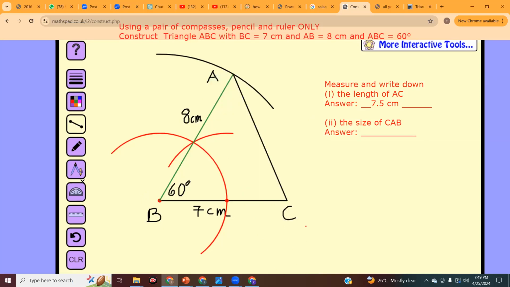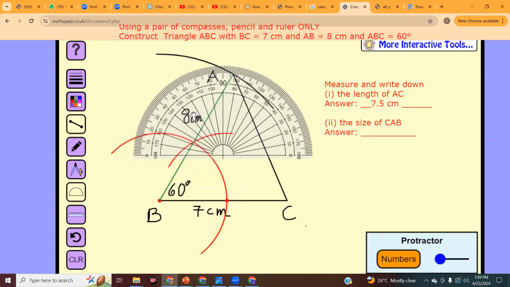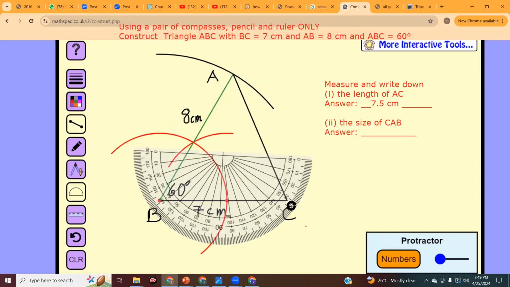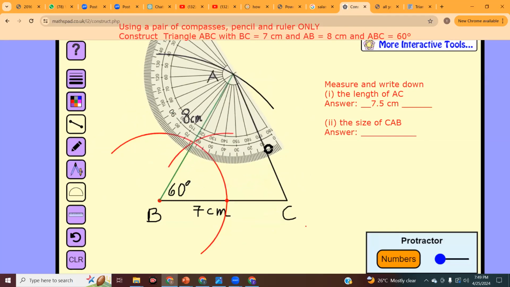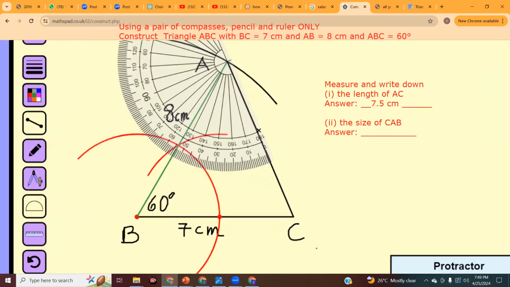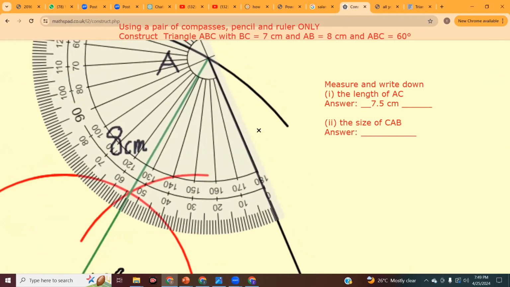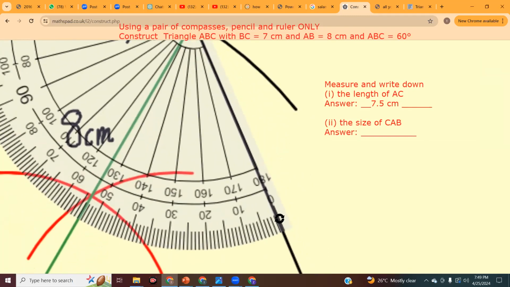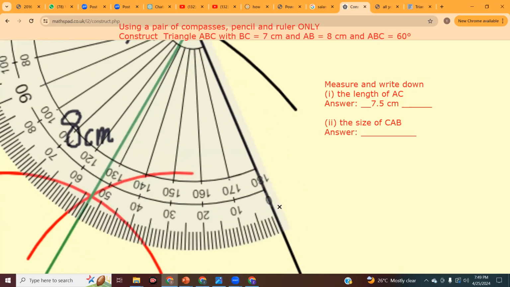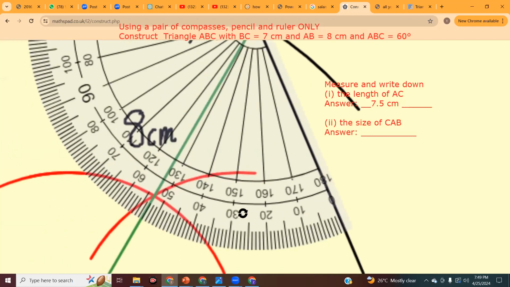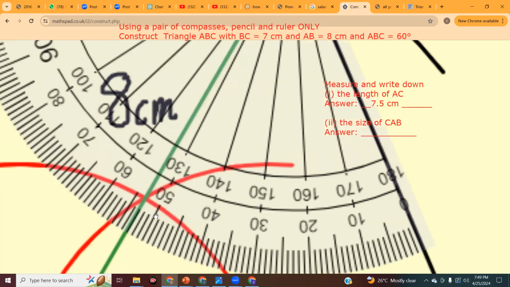So let's go ahead and use our protractor. And let's check this out. CAB. We're going to put this here. CAB. I got 0. Okay, let me really lock this in. Okay. So we have 0, 10, 20, 30, 40, 50, 51, 52, 53. I got 53 this time.